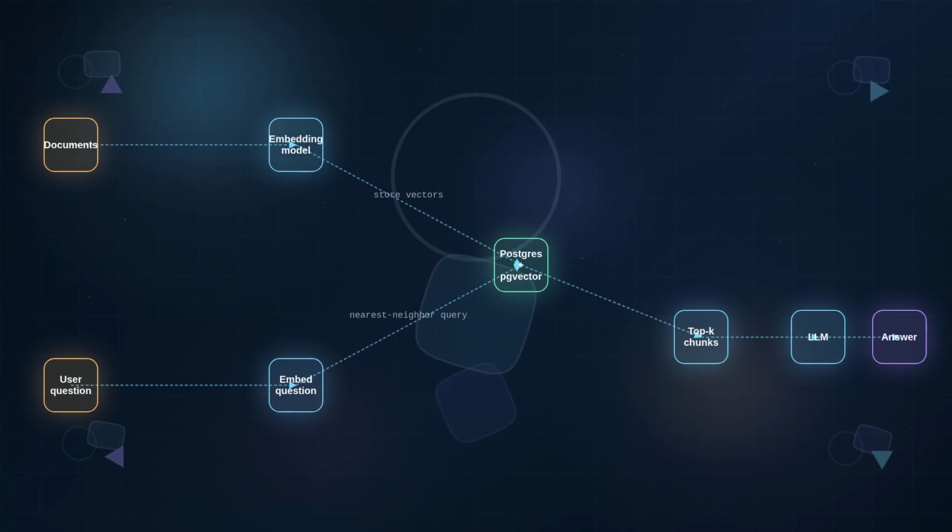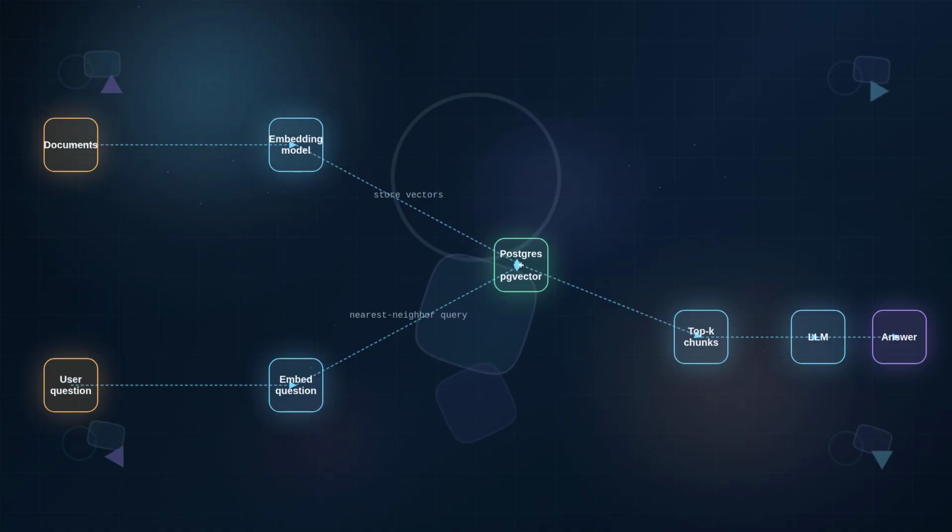Let us place pgvector inside the application most people are building today, Retrieval Augmented Generation, or RAG. The first phase is ingestion, and it happens ahead of time. You take your documents, split them into chunks, and run each chunk through an embedding model to get a vector. Then you store everything in Postgres, the chunk text, its vector, and any metadata like source or author. Because pgvector lives inside Postgres, all of that sits in one row, in one table, under one transaction.